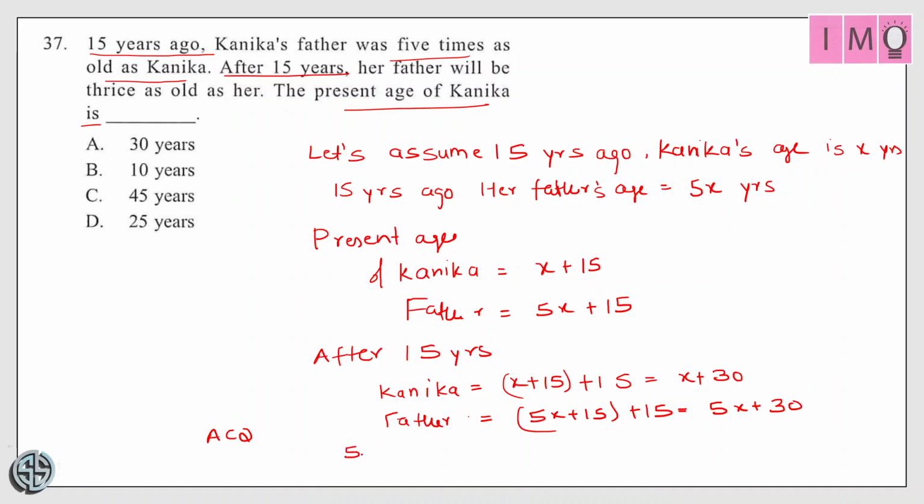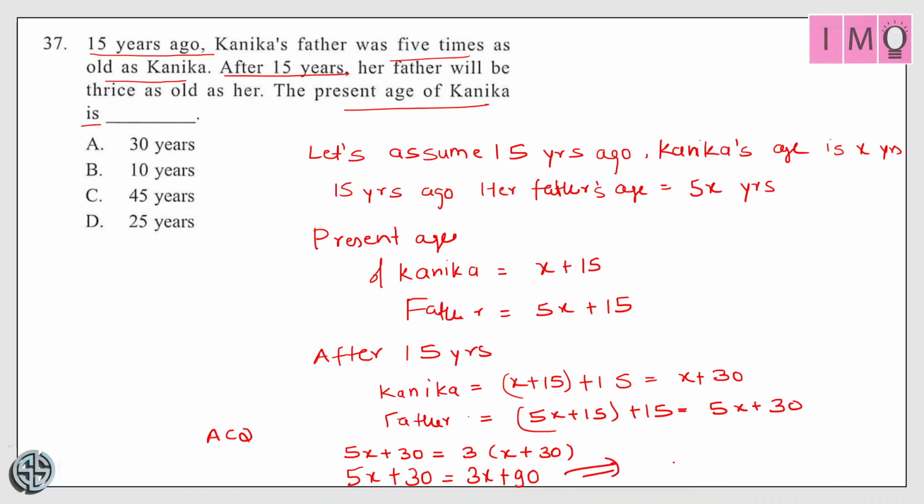So her father's age, which is 5x plus 30, is 3 times Kanika's age. So I have to multiply 3 with the age of Kanika after 15 years. Now we just have to solve this expression. 5x plus 30 will be equal to 3x plus 90, right? Then we will solve further.